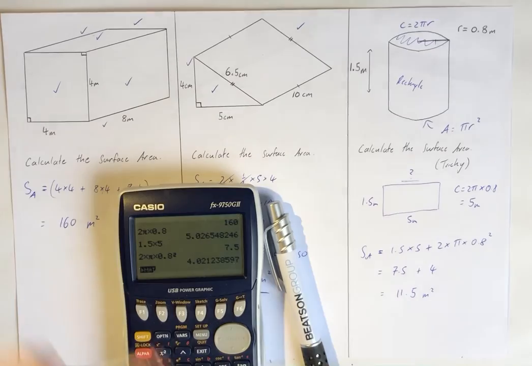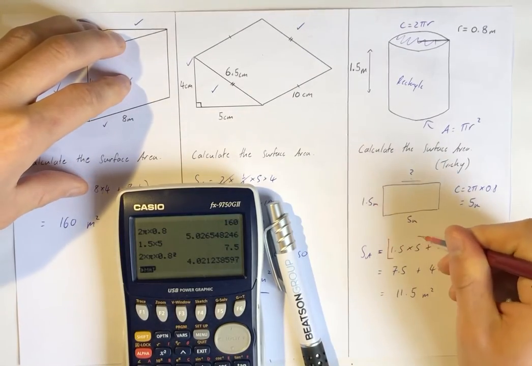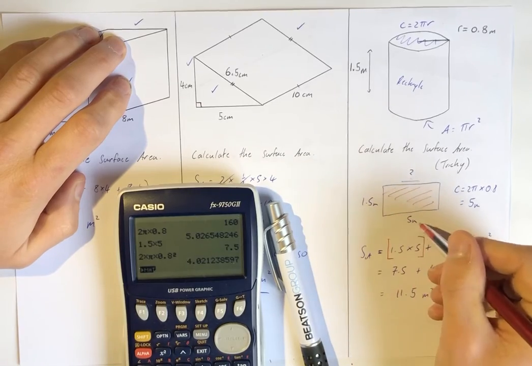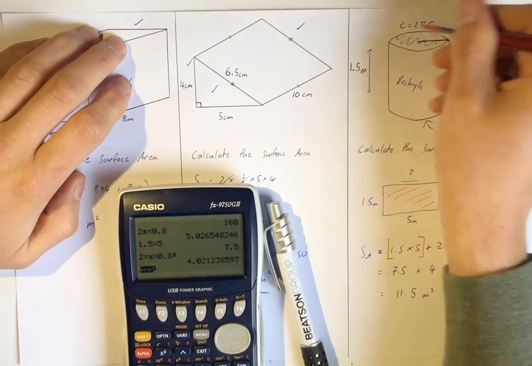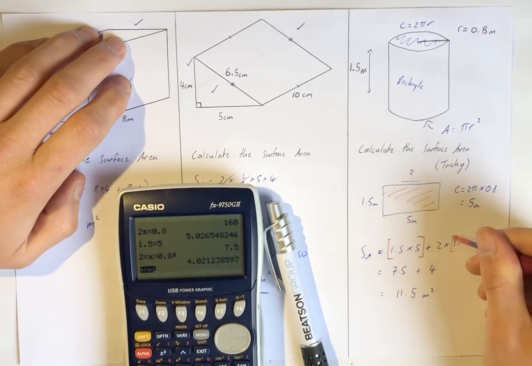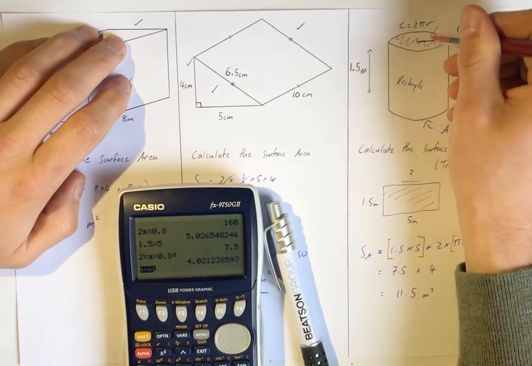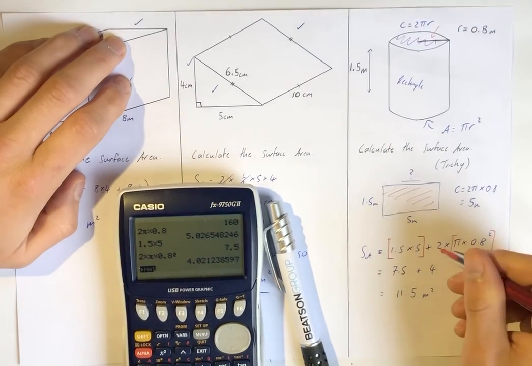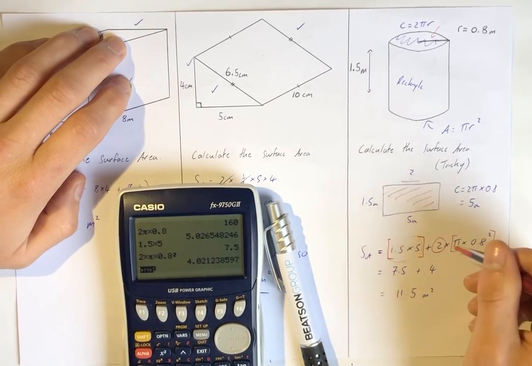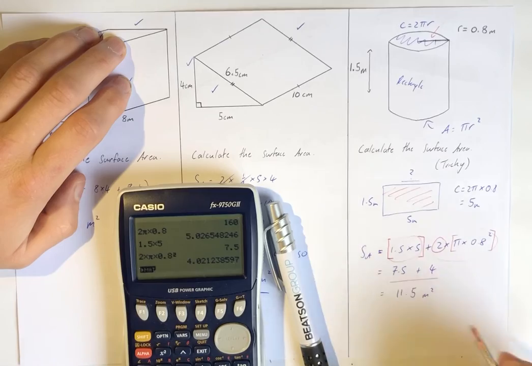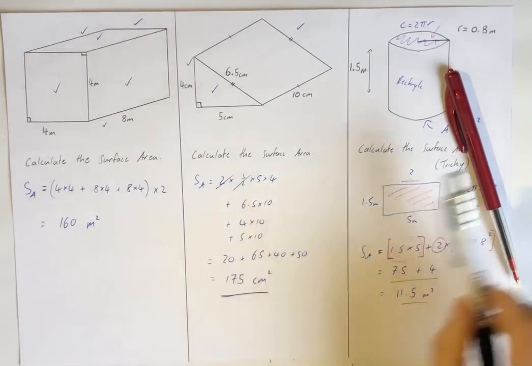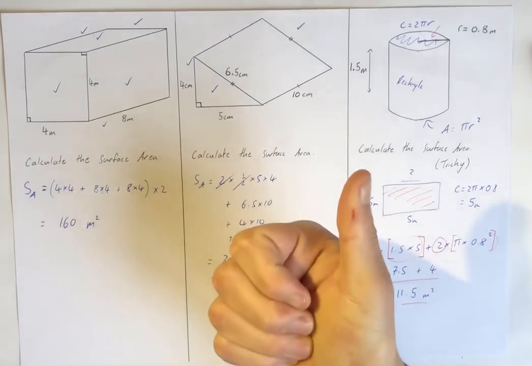So just recap that. This is my curved surface in here, that area there, 1.5 times 5, and I got the 5 from the circumference of the upper circle. And here is the area of the circle on top, and I have 2 of them. So then I just did that multiplication, added it to this big multiplication, and I get 11.5 meters squared. So there it is, there's the whole worksheet. Nice.